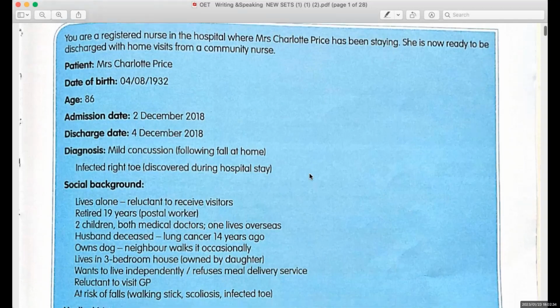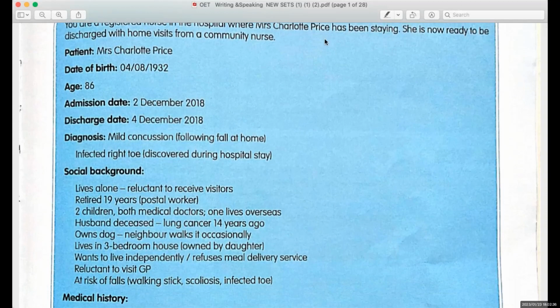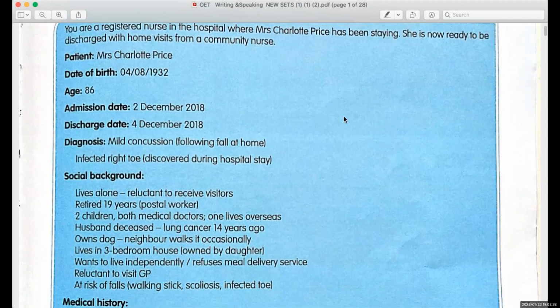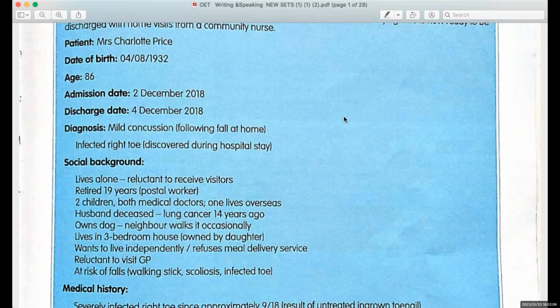Let's read this first. So, name of the patient that we have here, Charlotte Price. Then date of birth is there, August 4th, 1932. DOB is given. That means there's a section where you have to write the date of birth of the patient. Then we have age. Age and date of birth both are given in this case note. So I'll tell you the location of both in a while. Now admission date 2nd December 2018. Discharge date 4th December 2018. That is 2 days of hospitalization, isn't it? Very easy. 4 minus 2 is going to be 2.